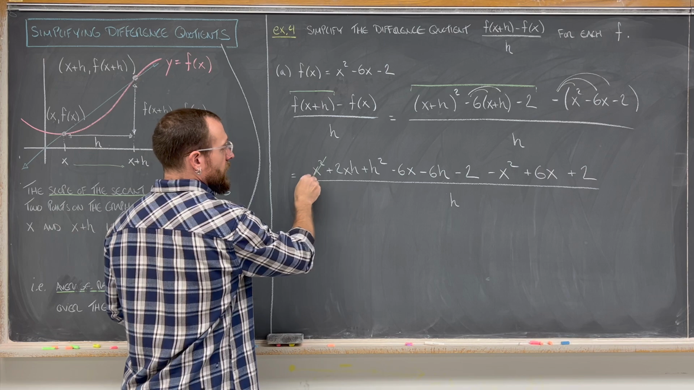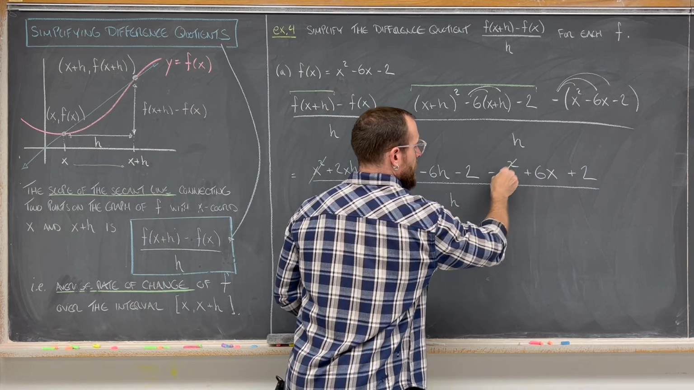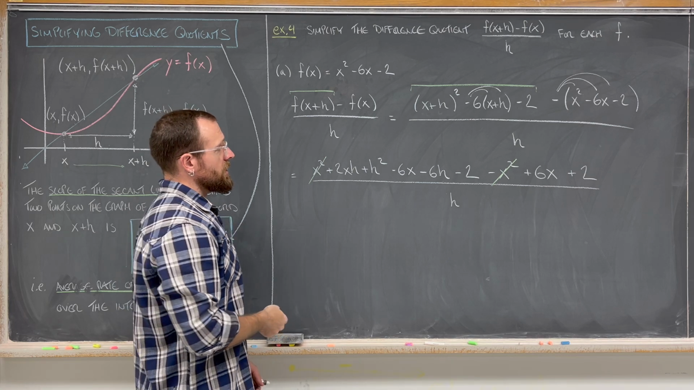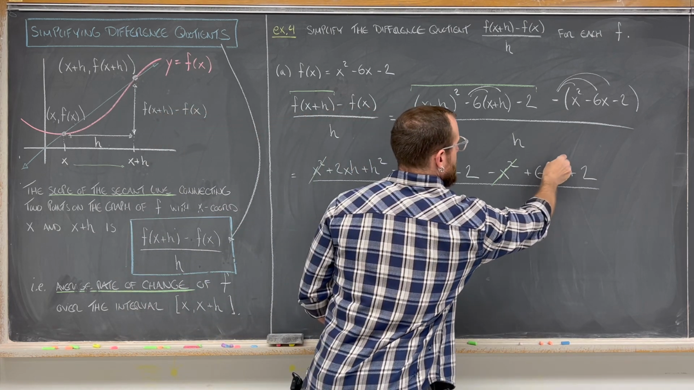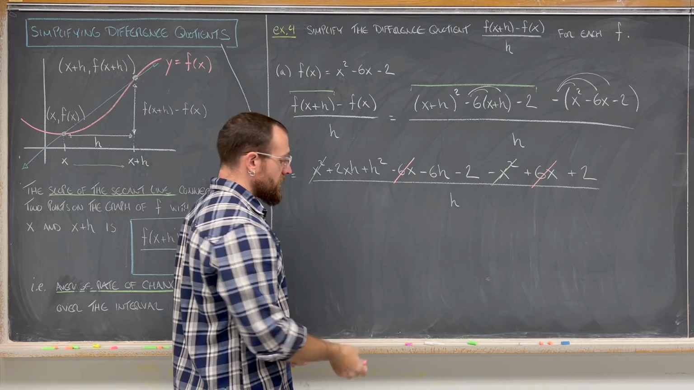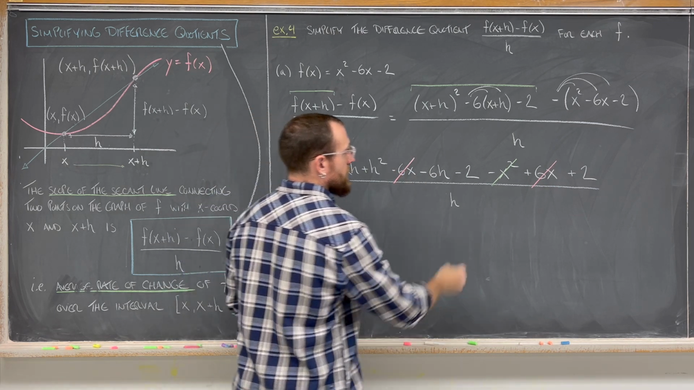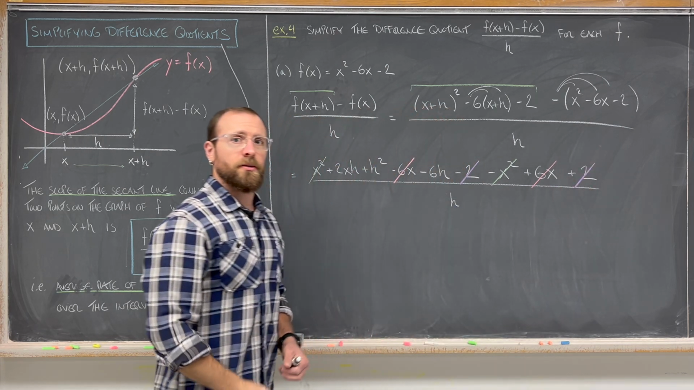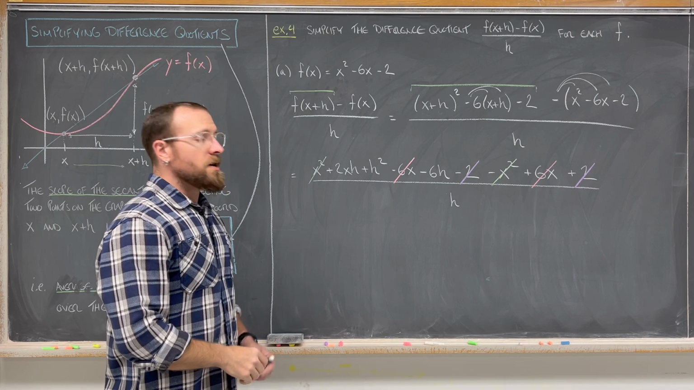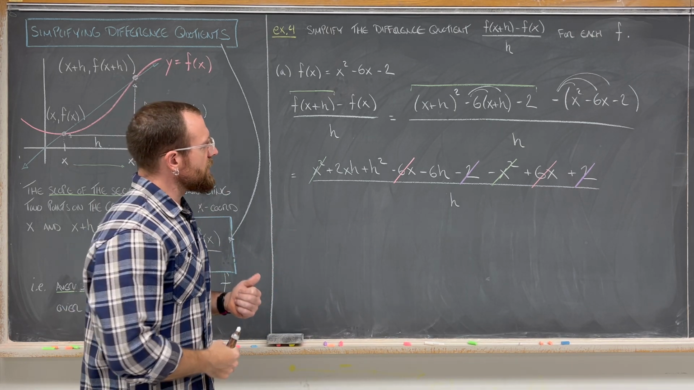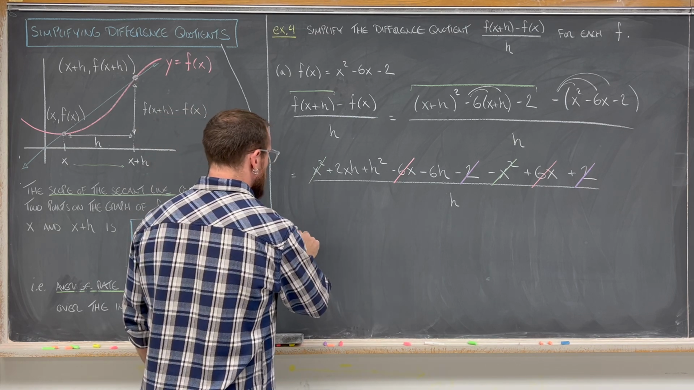There's an x squared here and a negative x squared over here. Those add up to 0, so I'm just going to cross them out. I've got a positive 6x here, and I've got a negative 6x here. Those add up to 0 also. And this negative 2 here and this positive 2 here add up to 0. Okay? Difference quotients are going to result in cancellations like this. And if we clean up what's left, what is left?